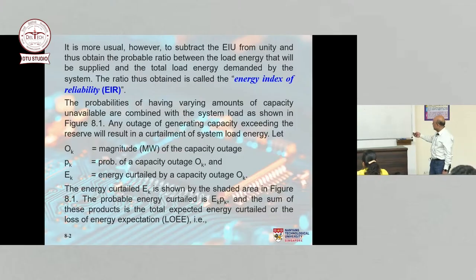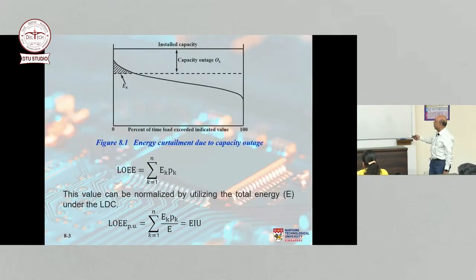And how we'll calculate the LOEE is very similar to how we calculated the loss of load expectation. Instead of PKTK, we've got PKEK, right? Because this one deals with energy curtailed. That one dealt with the load curtailed, right? So that's why now we have energy in the equation.